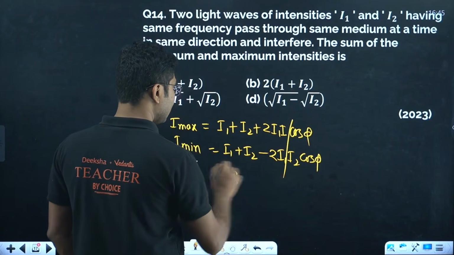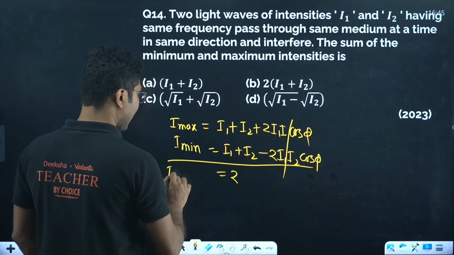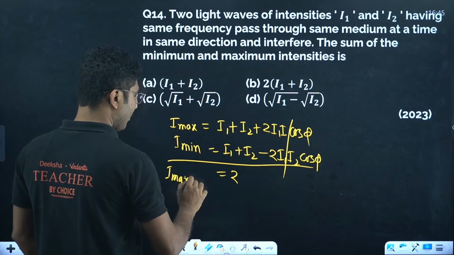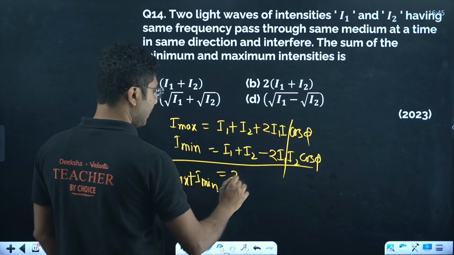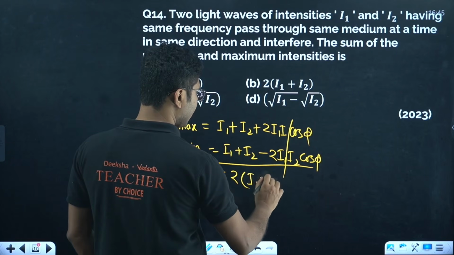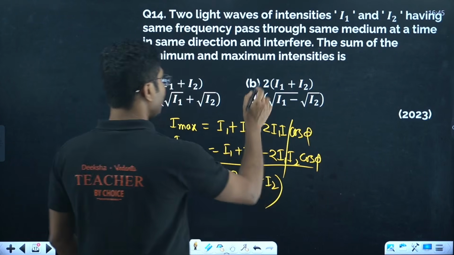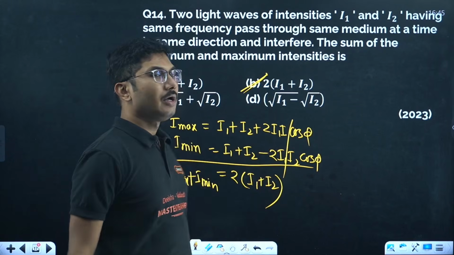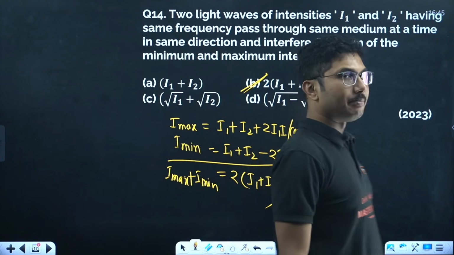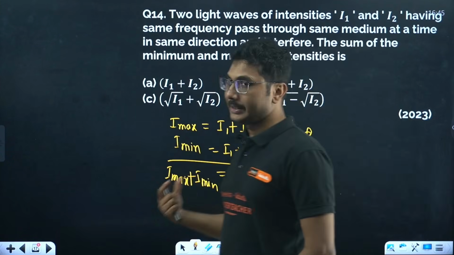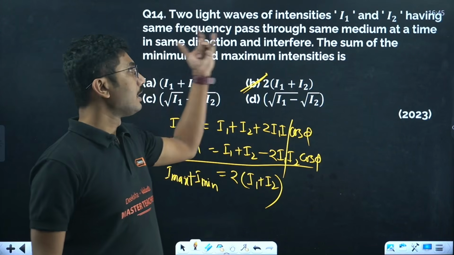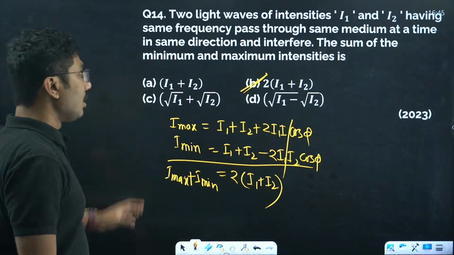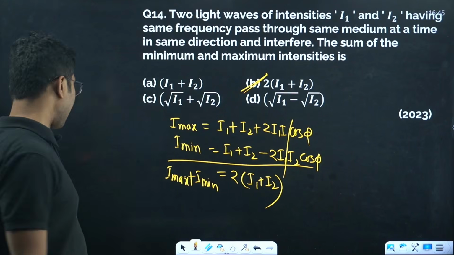So if you add these two, I max plus I min will be 2 into I1 plus I2. So 2 into I1 plus I2 is the sum of the maximum and minimum interference intensities. This is always true, not only for this case, for all types of interference we see this pattern.